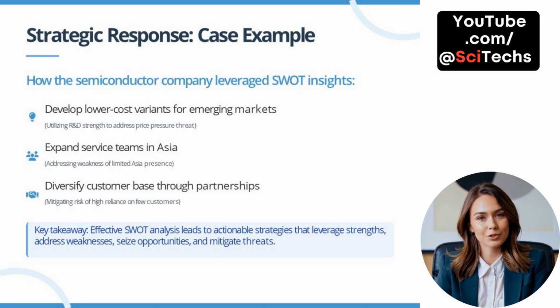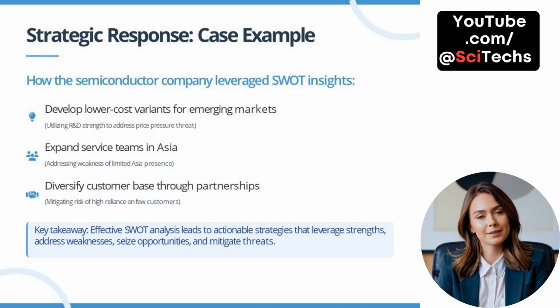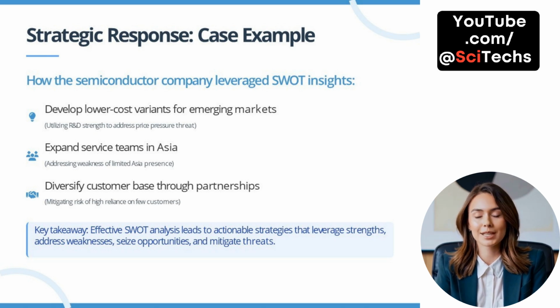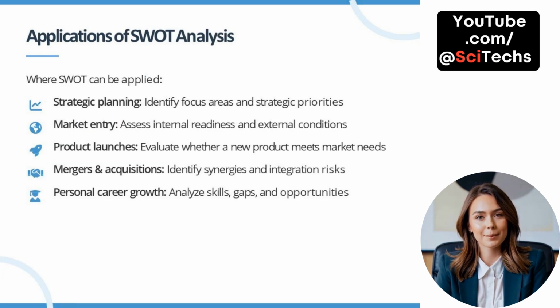Finally, to reduce reliance on a small group of clients, they pursued partnerships to diversify their customer base. This WT strategy helped mitigate risk and ensure more stable revenue. The key takeaway is that effective SWOT analysis leads to measurable action. It bridges insight and execution by aligning internal capabilities with external conditions and then applying strategic logic to prioritize responses that deliver value. Applications of SWOT analysis.